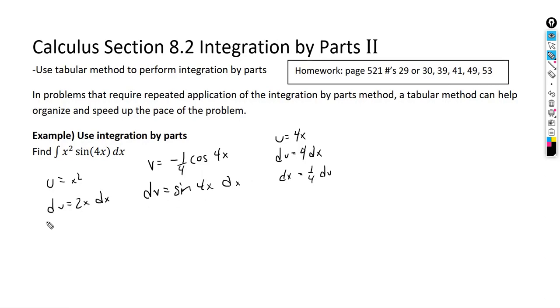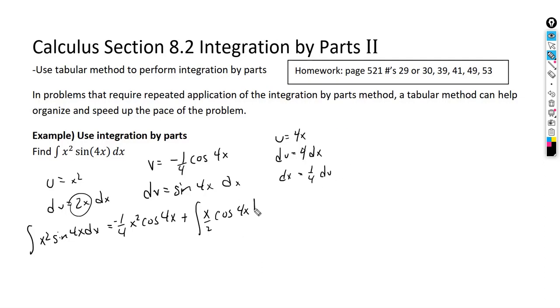So we're going to say the integral of x squared sine of 4x dx is equal to u times v, so x squared times negative 1/4. Actually, let me change that: negative 1/4 of x squared cosine of 4x minus the integral of v, which is a minus, so positive 1/4 cosine of 4x times this 2x. So 2x divided by 4 is x over 2, cosine of 4x dx.